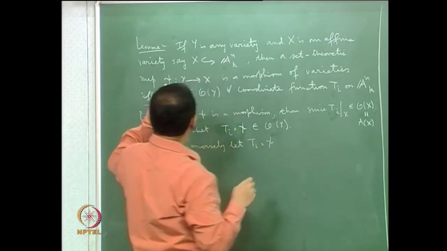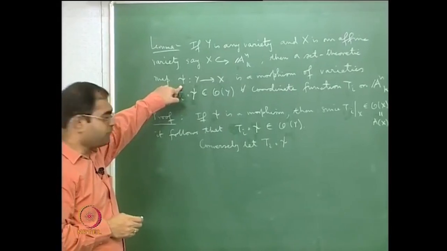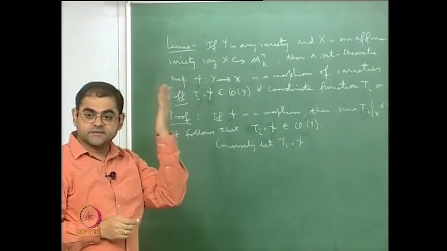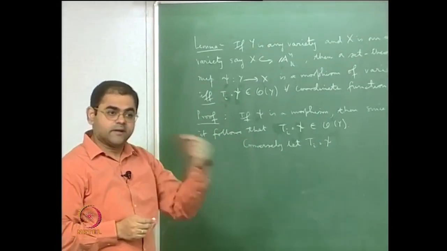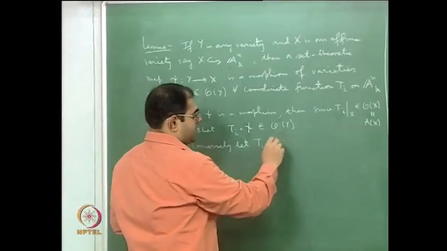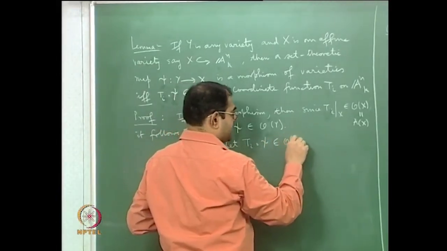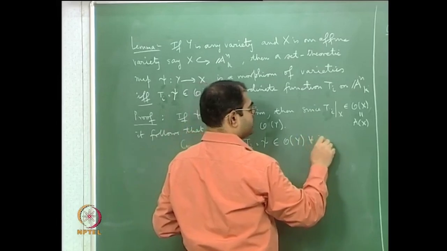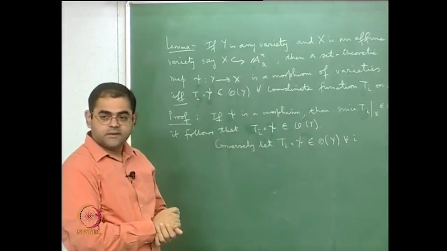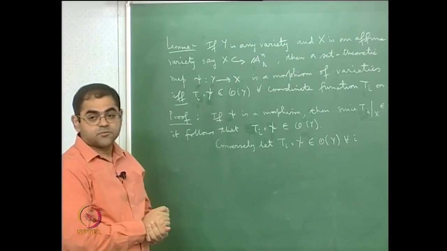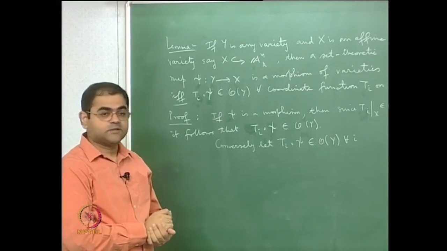Conversely, assume that psi is just a set theoretic map with this property that it pulls back coordinate functions on the target affine variety into regular functions. That is, this ti circle psi is in Oy for all i. Suppose this holds, then I'll have to show that psi is a morphism. Now how do I show that psi is a morphism?